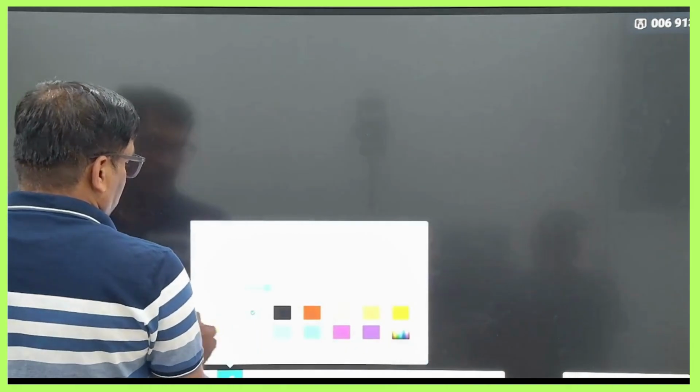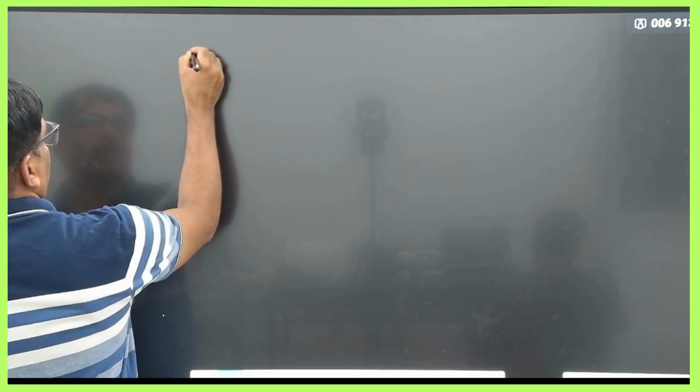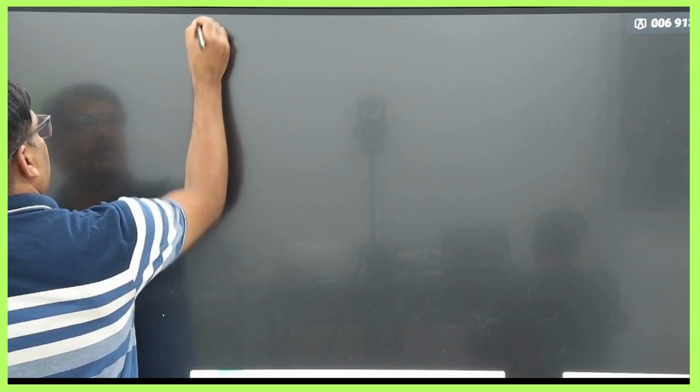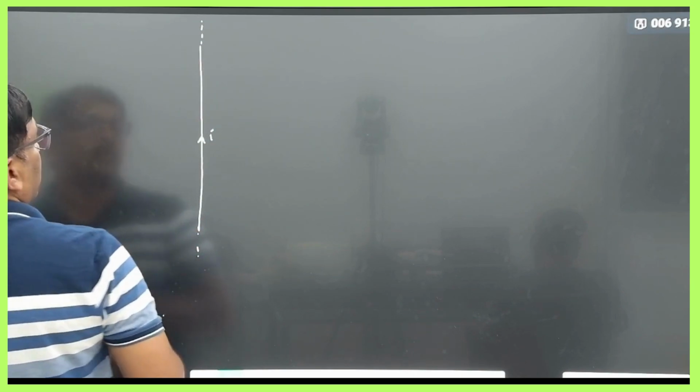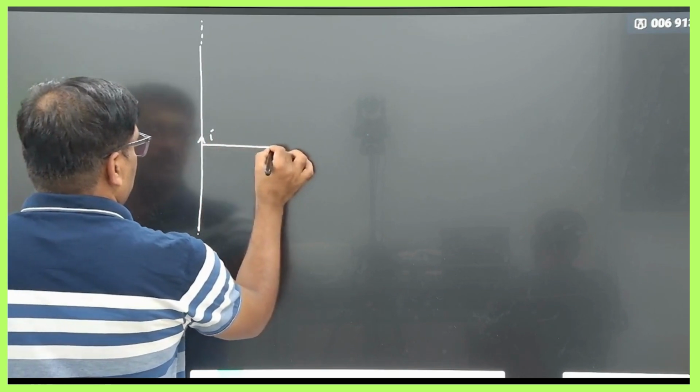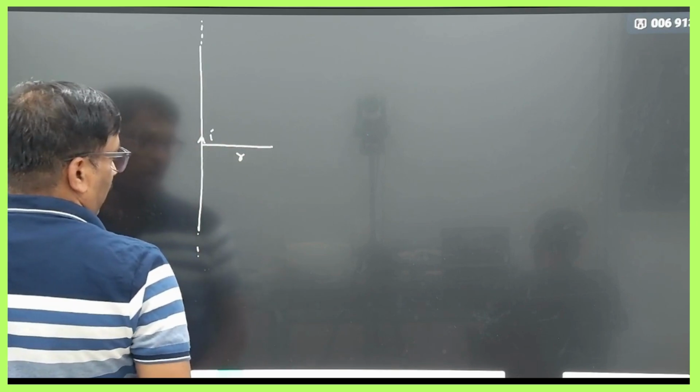So simple thing, first of all, let us take an infinitely long current carrying conductor. We want to calculate the magnetic field now at a certain distance r.